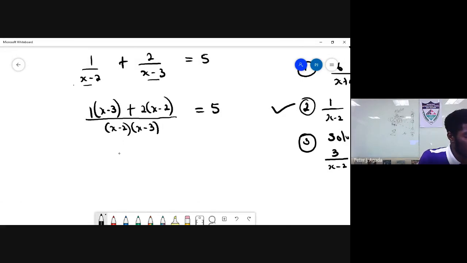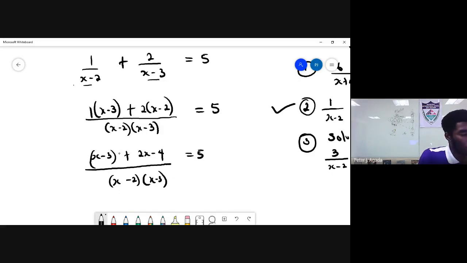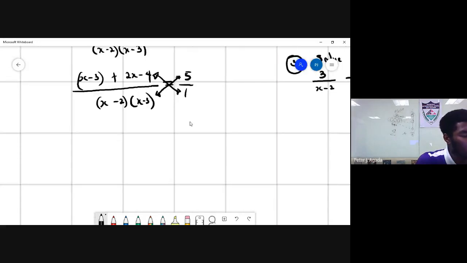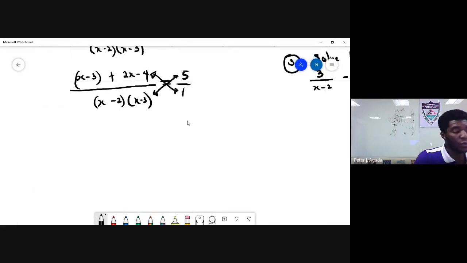x minus 3 plus our 2x minus 4, all divided by my x minus 2 and x minus 3, all equals to 5. So the next thing I'm supposed to do right now is basically to cross multiply. So I can cross multiply here, have my cross multiplication function here for both sides. So right now, we can now separate and equate both equations.